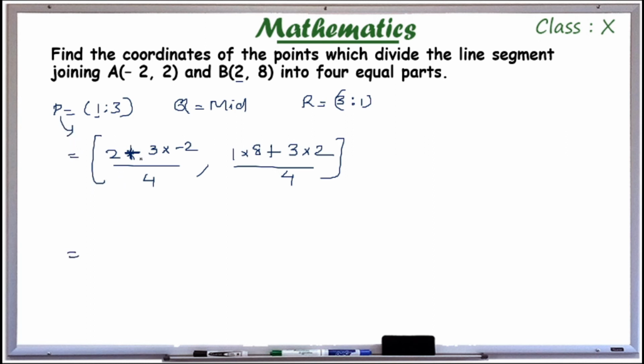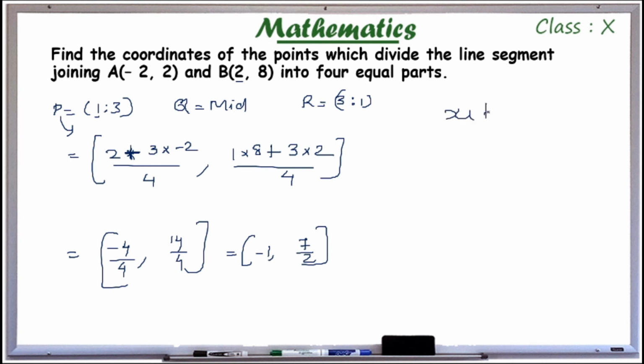So 2 minus 6 is equal to minus 4 by 4, comma, here 14 by 4. So simplifying, we get minus 1 and 7 by 2. So minus 1, 7 by 2 is the coordinate of the first point P, the point of division. And the second point is obtained from the midpoint formula. So the midpoint formula is x1 plus x2 by 2 and y1 plus y2 by 2.